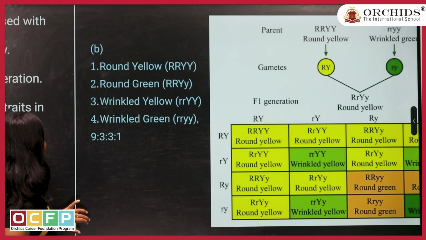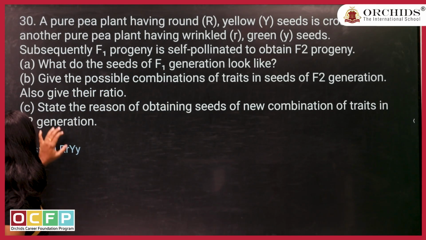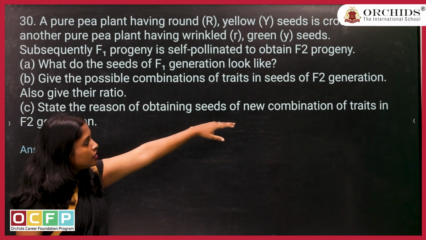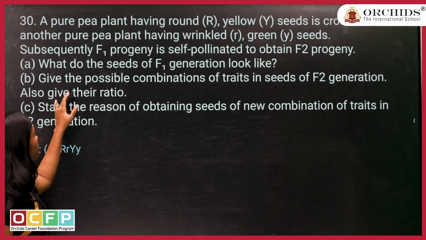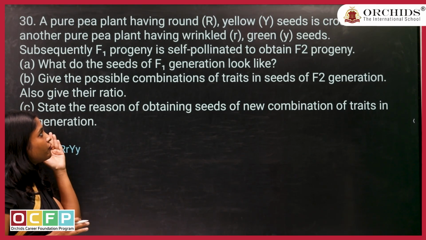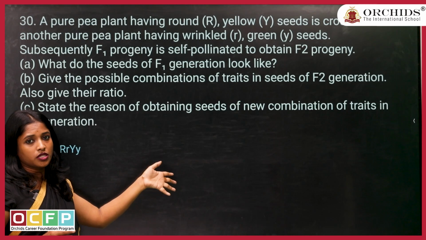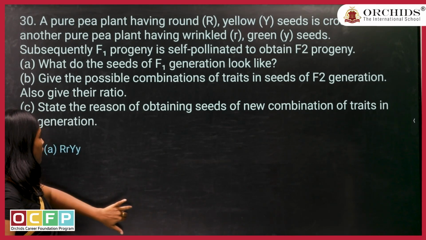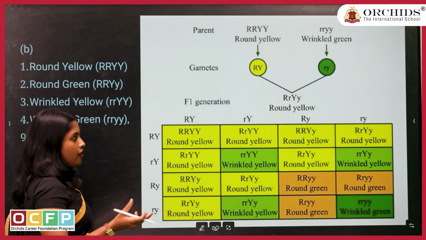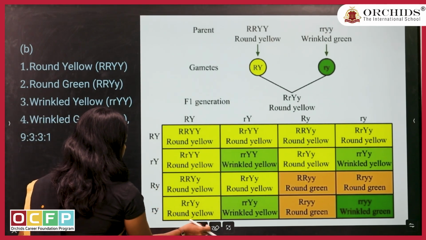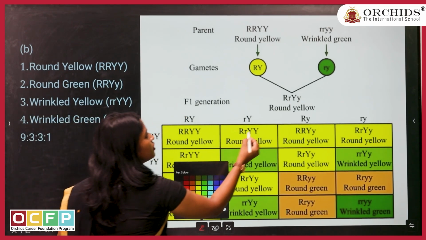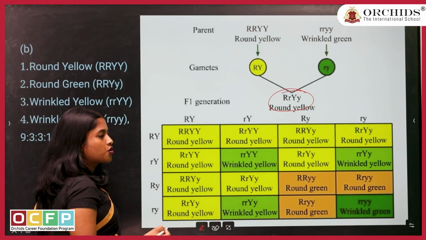The next question, let us read the second question. Give the possible combinations of traits in the seeds of F2 generation. Also give the ratio. If you are well versed with the dihybrid cross of round and yellow seeds, you can answer directly. If not, you can roughly work it out. You might have worked over there. This is the F1 generation. This will be the answer for the first one.